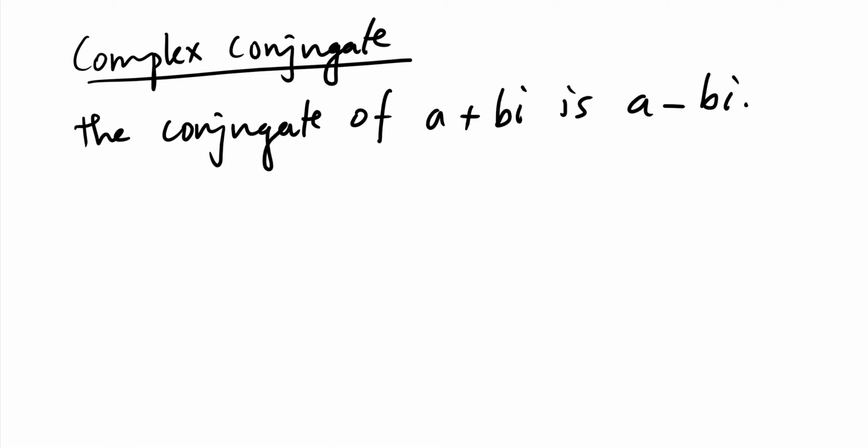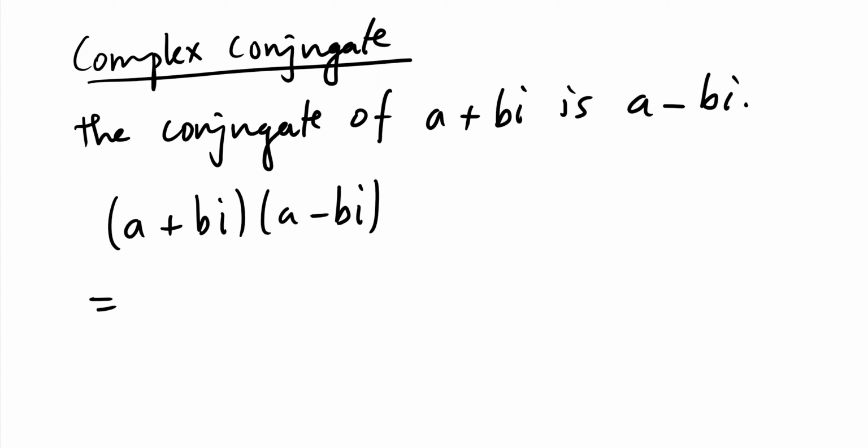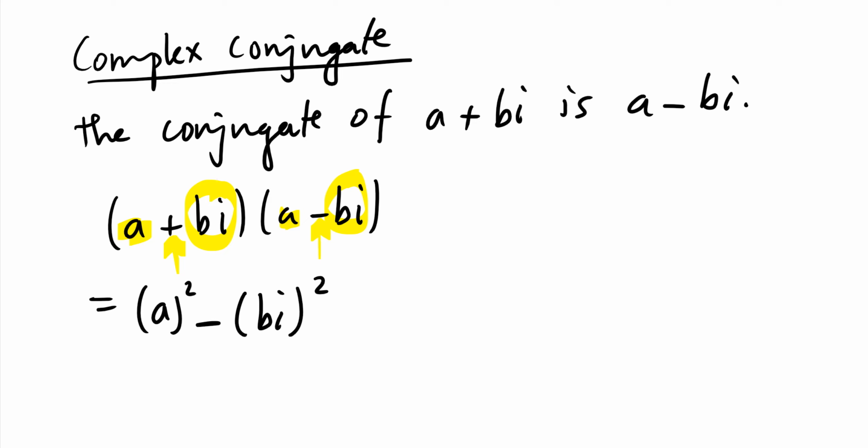So if I want to take a plus bi and multiply it by a minus bi, let's see what we get. I see they look the same, so this is same as this and this is same as this, just the middle sign is different. As you can see, these two signs are opposite. So you always take the first one, you square it, minus the second one, square it. So what do we get? A square minus b square i square. Very important to know this.